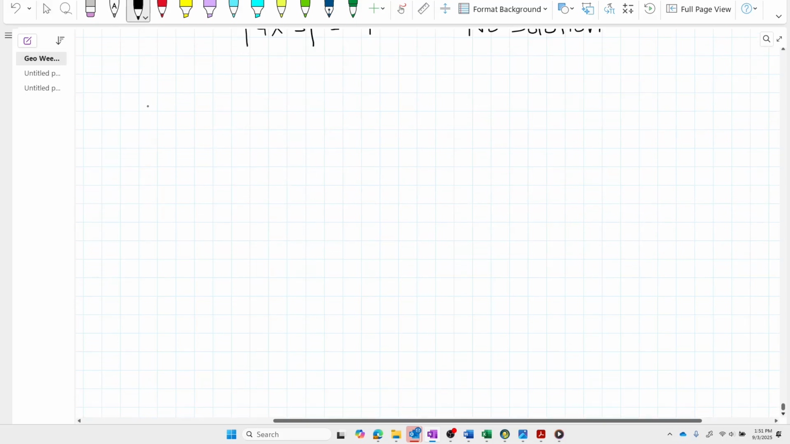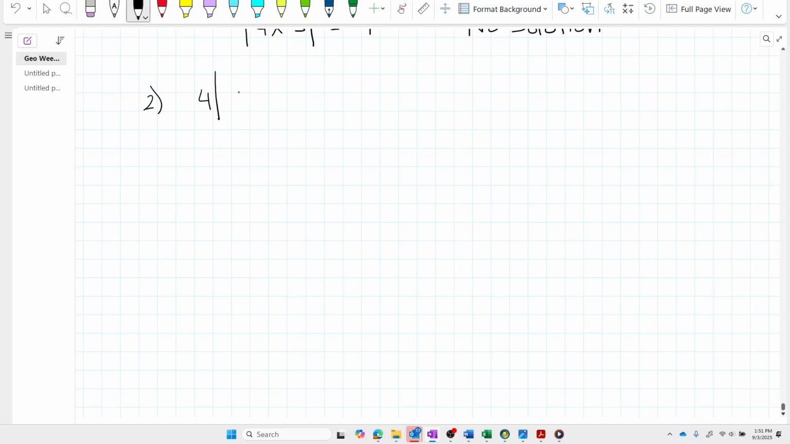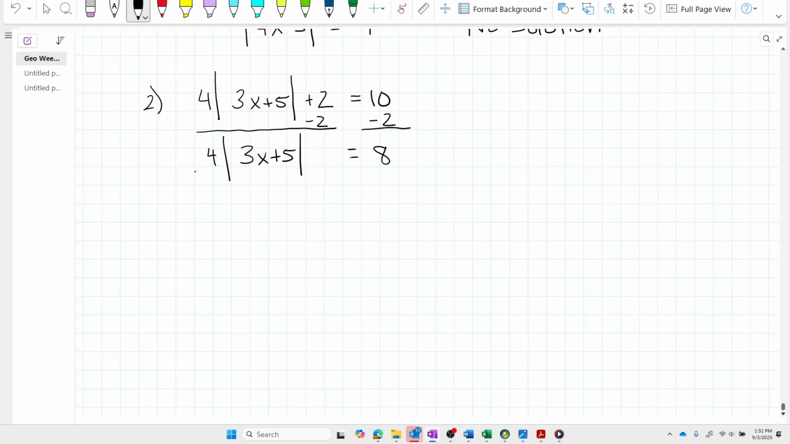All right, number 2. We got 4 times absolute value of 3x plus 5, plus 2 is equal to 10. So we're trying to get the absolute value symbol by itself. So subtract 2 from each side. We get 4 times the absolute value of 3x plus 5 is equal to 8. And then divide both sides by 4. And the absolute value of 3x plus 5 is equal to 2.